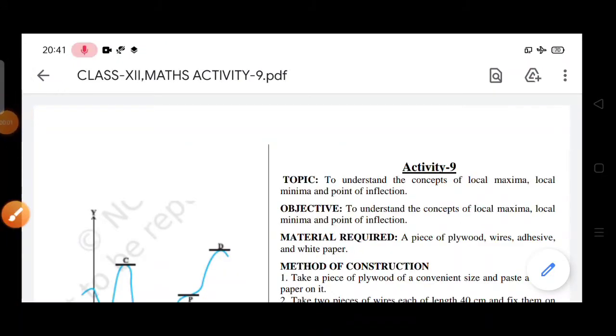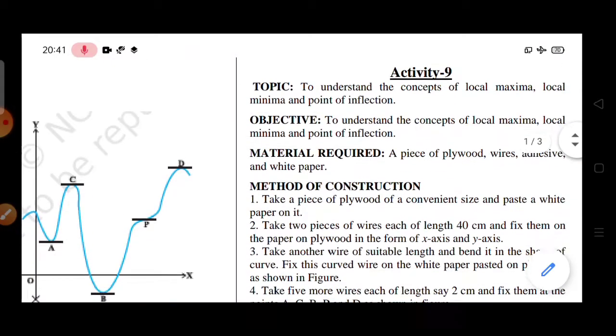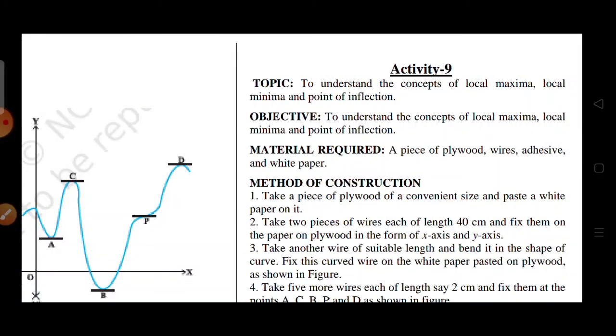Good morning, students. So this is our activity 9 and the topic is to understand the concepts of local maxima, local minima and point of inflection. So the objective is same as the topic, to understand the concepts of local maxima, local minima and the point of inflection. Now come to the materials required. Here we need a piece of plywood, wires, adhesive and white paper.